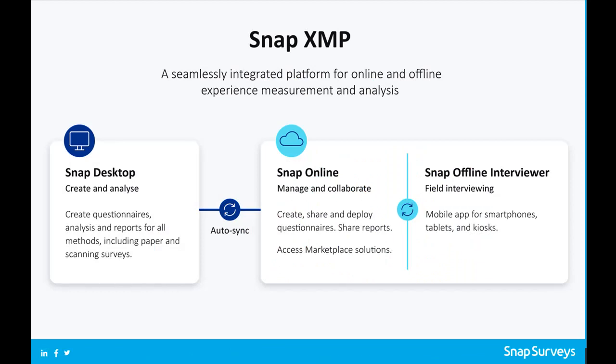We're going to be using SnapXMP, our new seamlessly integrated platform, which has got three main components to it. Snap Desktop, which is installed on your PC or laptop. Snap Online, our cloud-based application. And for those of you who might be doing any field-based interviewing, so face-to-face interviewing, we also have the Snap Offline Interviewer. Today we're going to be building a branded survey template, which can be used to design surveys in both Snap Desktop and Snap Online. And we're going to be creating that template and also the survey pack, so the library of questions, in the desktop software.